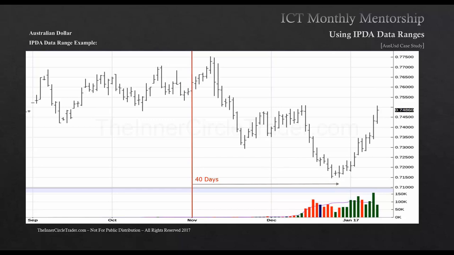It's a mid-figure level, and it's happening at a time when, inside of 40 days, the IPDA data range is going to be looking to do something. It has to do something. Every 3 months, price is going to be pushed around. It's going to be drawn to a level or it's going to repel from a level. And it's based on what I'm telling you here. It's seeking large fund liquidity.